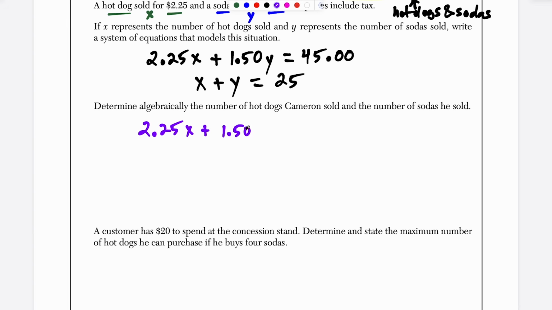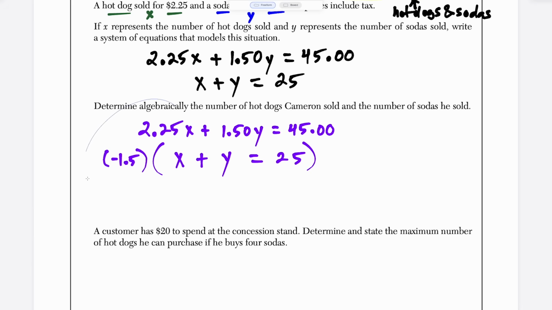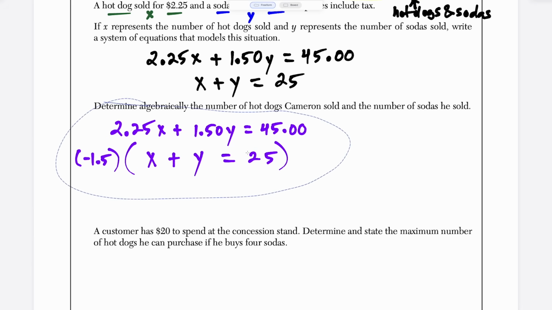So we're going to have this one, the original equation. And then for the second equation, I want to multiply the second equation by negative 1.5. And the reason why I'm doing that is I want the y terms to cancel out. So I'm going to multiply this by negative 1.5 across the bottom. I'll show this out here: negative 1.5 in parentheses, multiplied across the whole equation. So we have x plus y equals 25. I'll move all this over here so we have the space, and we're going to go ahead and start to work this out.